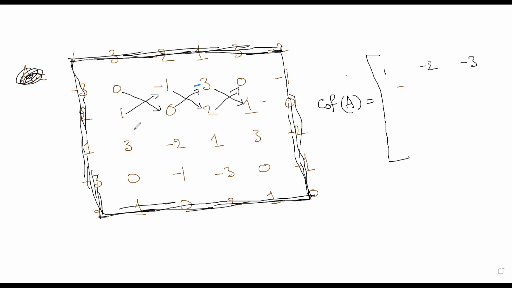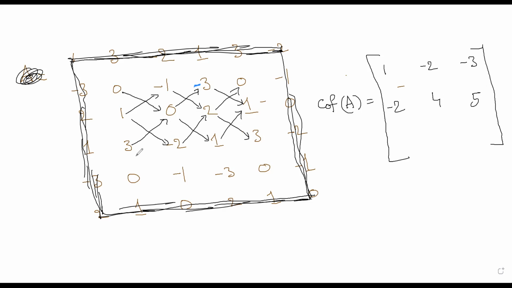Now this is minus 2, right? Now the next one. This is 0. This is minus 2 into 2, that is minus 4. Minus of minus is plus, so this is plus 4. Now 2, 3, 6. 6 minus 1 is 5.